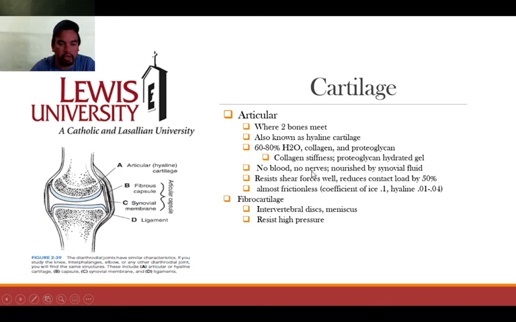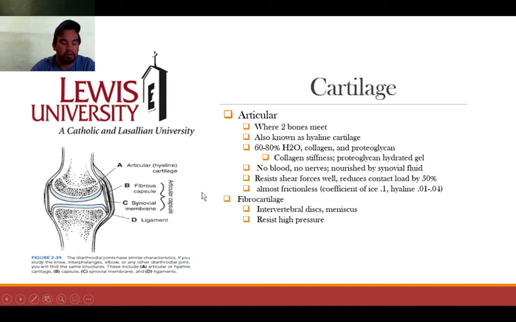Okay, it has no blood, so articular cartilage has no blood supply and no nerves. So what does that mean? If it has no nerves, I can't feel it when it's injured. Okay, but we do feel it at its attachments. That's how something like a meniscus tear will cause pain. It has no blood. So what else does that mean?